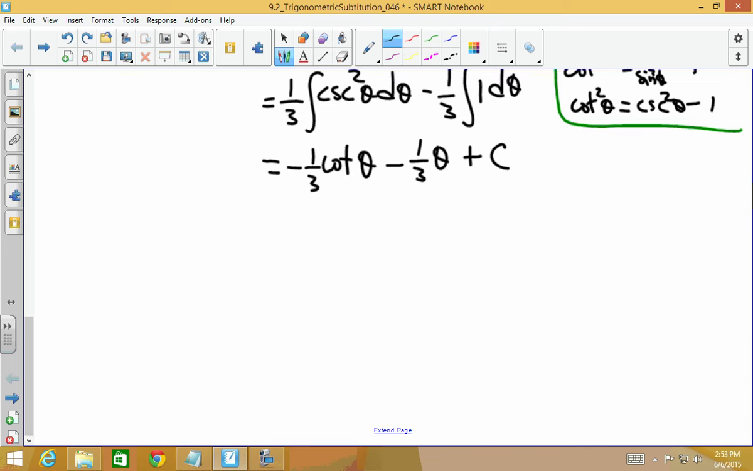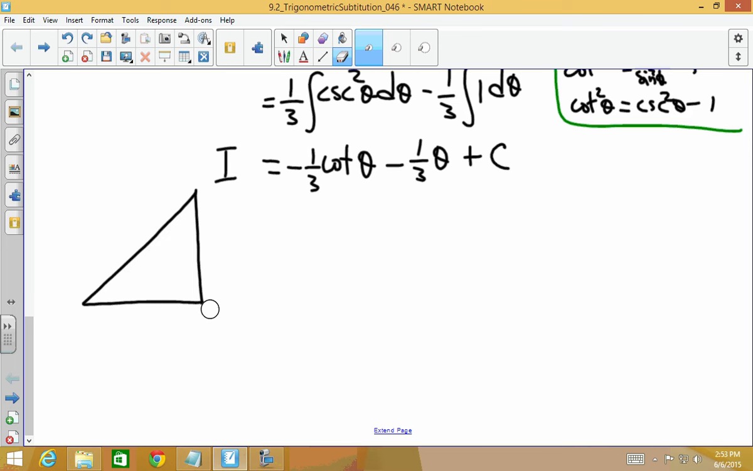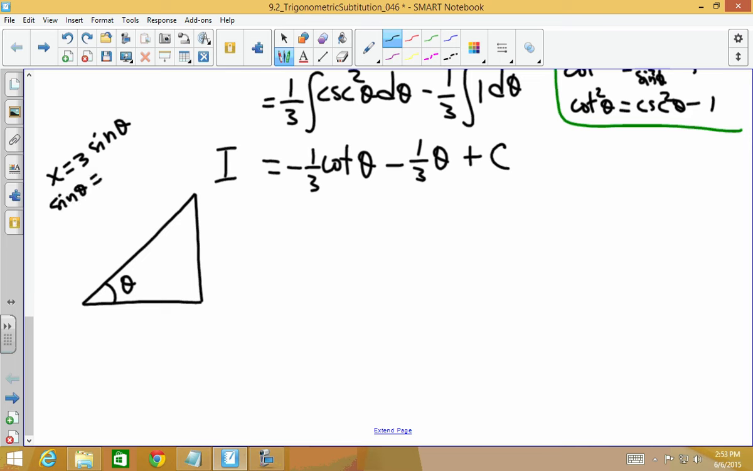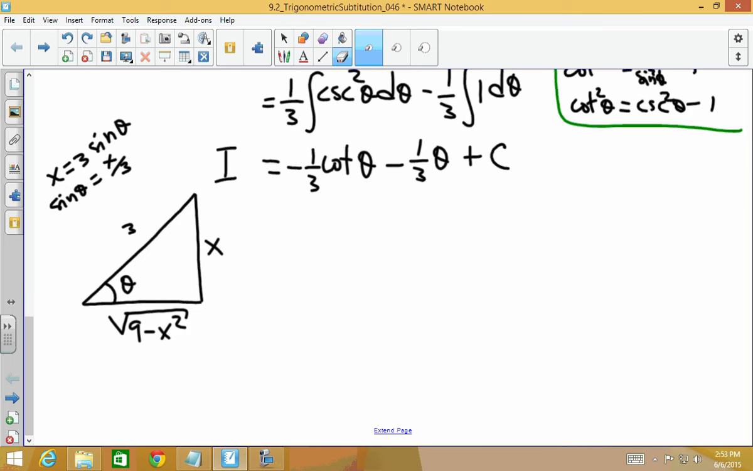Now, remember, we need to convert it back to x. So let's use a triangle to come up with what we want. Say this is theta. We said x was 3 sine theta, which means sine theta is x over 3. So the opposite side is x, the hypotenuse is 3, and therefore the adjacent side has to be square root of 9 minus x squared.